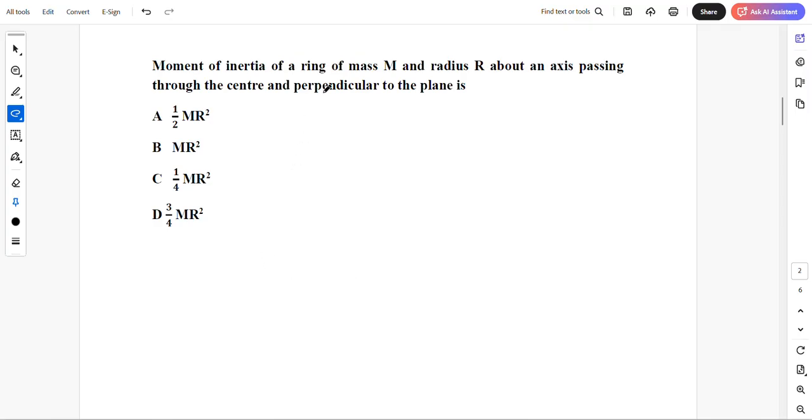It is saying moment of inertia of a ring of mass m and radius r. Let us say this is a ring which is kept in a horizontal plane like this. A ring of mass m and radius r, about an axis passing through the center and perpendicular to the plane. This is the plane of the ring. Perpendicular to the plane means this is like this.